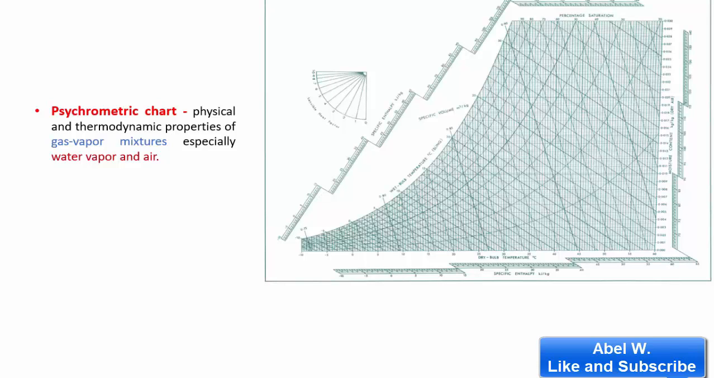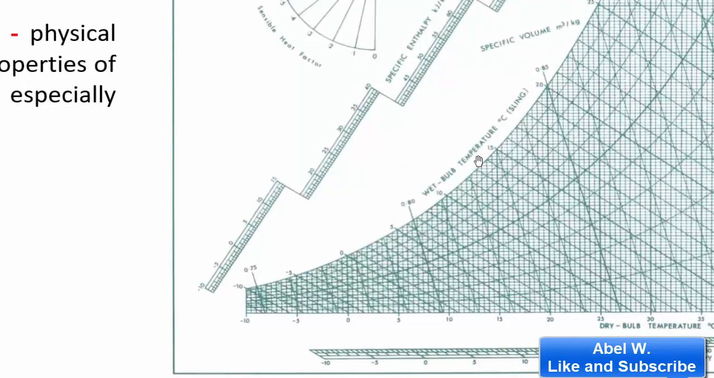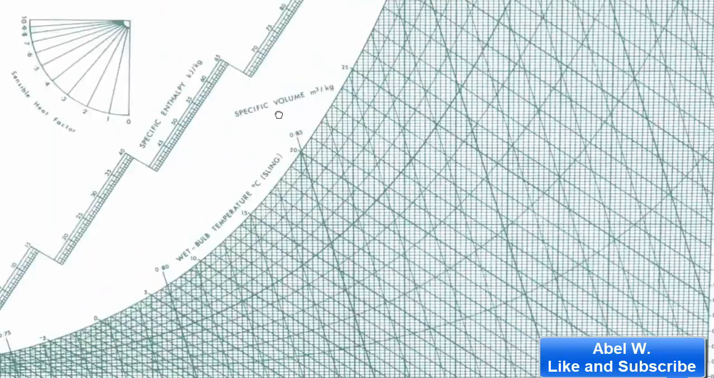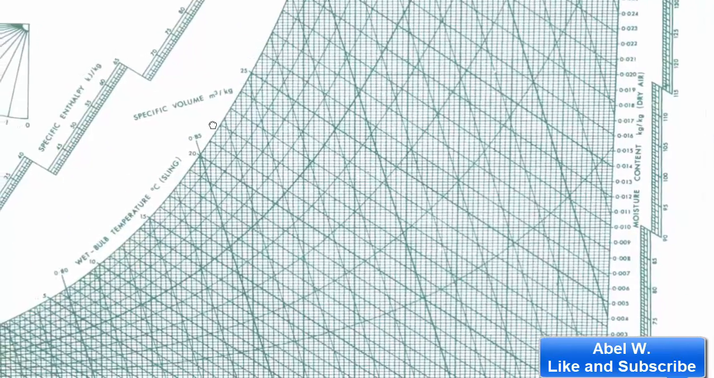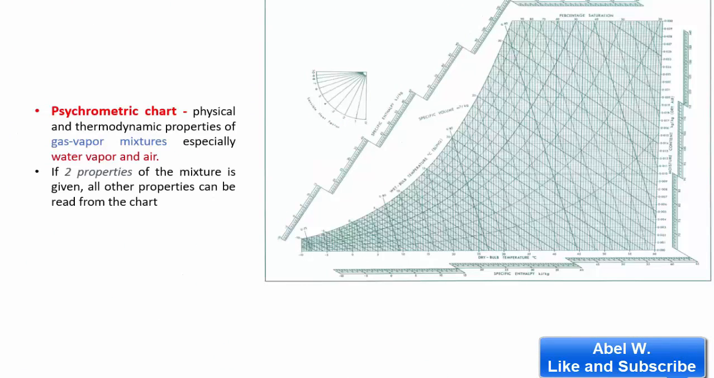It looks a little bit difficult to understand the first time. But after I show you what these lines represent and give you some examples at the end, you will see that it will be easy to read and get the necessary data. From here you can see different properties like wet bulb temperature, dry bulb temperature, specific volume or specific enthalpy, moisture content, and relative humidity are represented. If you have two of the properties of the mixture, then all the other properties can be read from the chart.